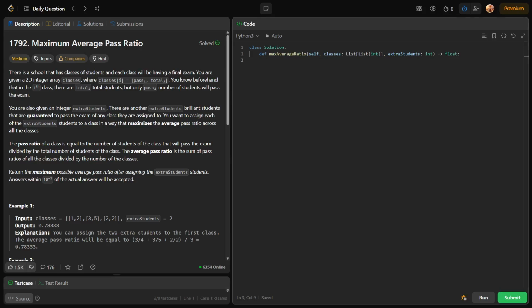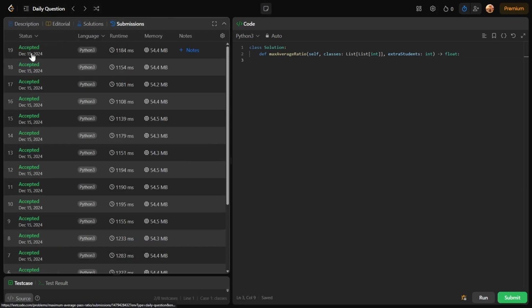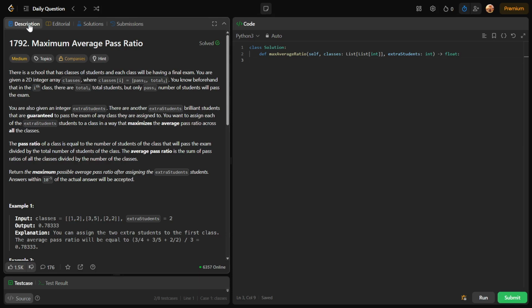Hello everyone, let's solve today's daily problem: Maximum Average Pass Ratio. I have solved it before, let me see. Okay, it was last year.